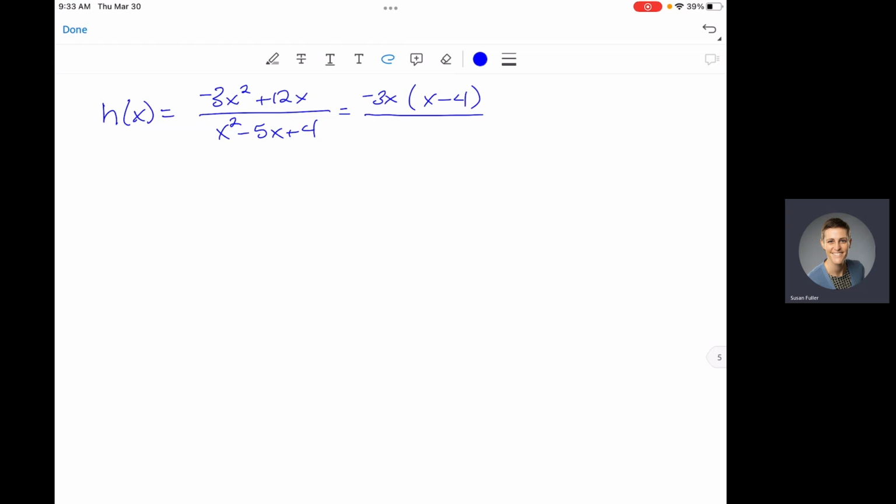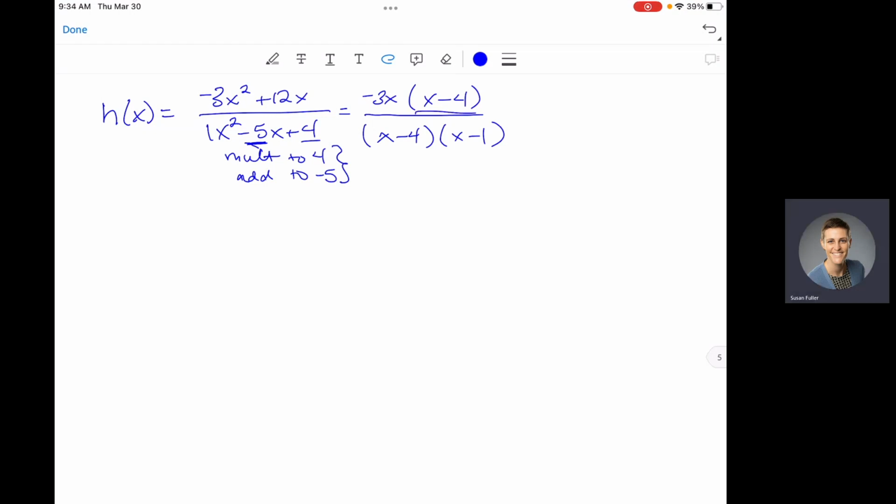And then to factor the bottom, this is a 1, so I know I can just put my two numbers in parentheses with x's, and I'm looking for two numbers that are going to multiply to my c value of 4 and add to my b value here of negative 5. The two numbers that are going to multiply to positive 4 and add to negative 5 are negative 4 and negative 1. So I can pop those into the parentheses with my x's, and I'm factored.